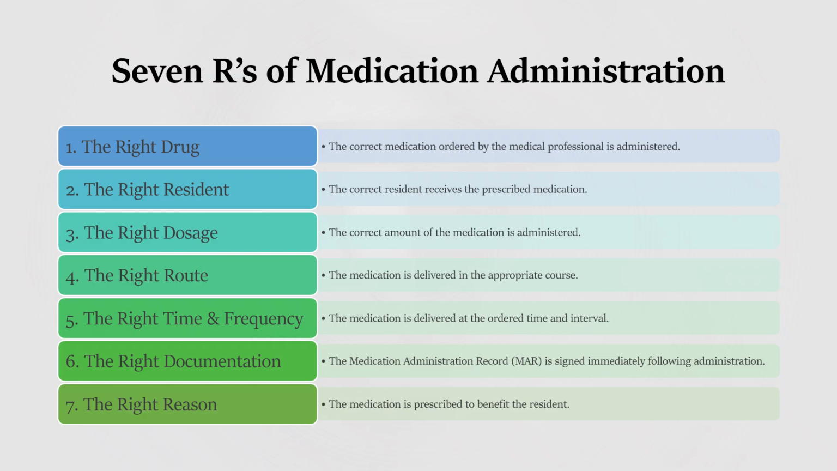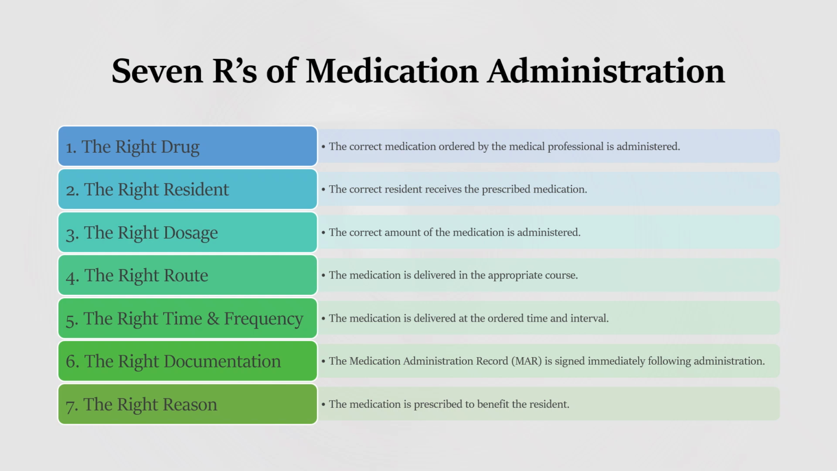Ensure the correct medication ordered by the medical professional is administered. The right resident. Ensure the correct resident receives the prescribed medication. Number 3, the right dosage. The correct amount of the medication is administered. Number 4, the right route. The medication is delivered in the appropriate route.